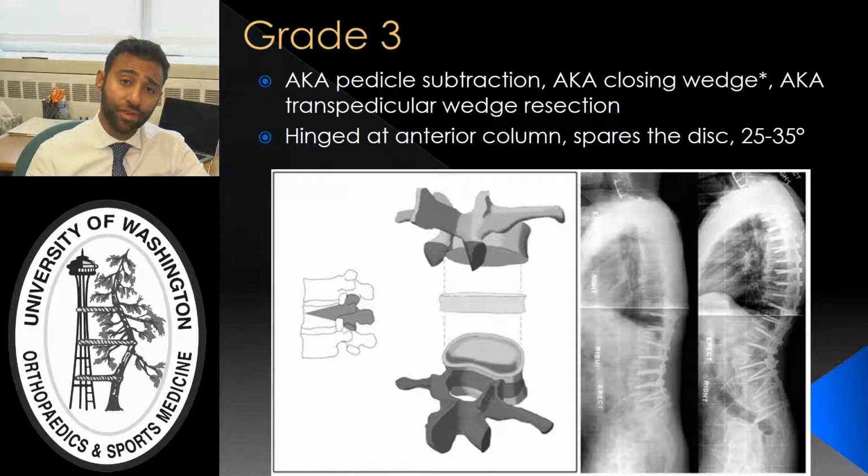A grade 3 osteotomy is a typical pedicle subtraction osteotomy, where the pedicle is resected in the shape of a wedge, and that is used to get a sharp angular correction at a single level. And then, as a result of this, 2 nerve roots will be exiting within 1 foramen. And the amount of correction you can get from a PSO is approximately 25 to 35 degrees.